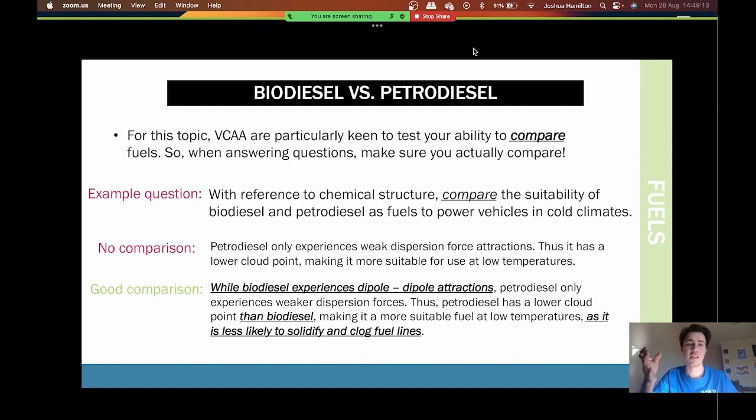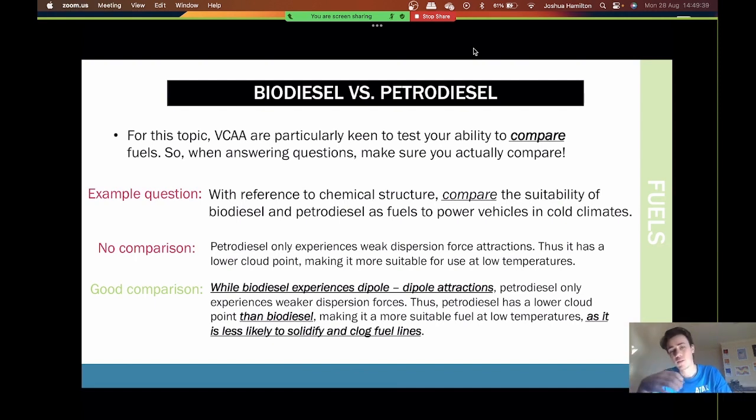So like this here, it says, with reference to chemical structure, compare the suitability of biodiesel and petrodiesel as fuels to power vehicles in cold climates. And then you go from there. And I think what's really good is it gives a bad response and a good response. And the bad response here, you've got to understand, doesn't talk about biodiesel at all. Yes, we know petrodiesel is the better answer here, but it doesn't discuss why biodiesel is bad. You've got to go into that level of detail.